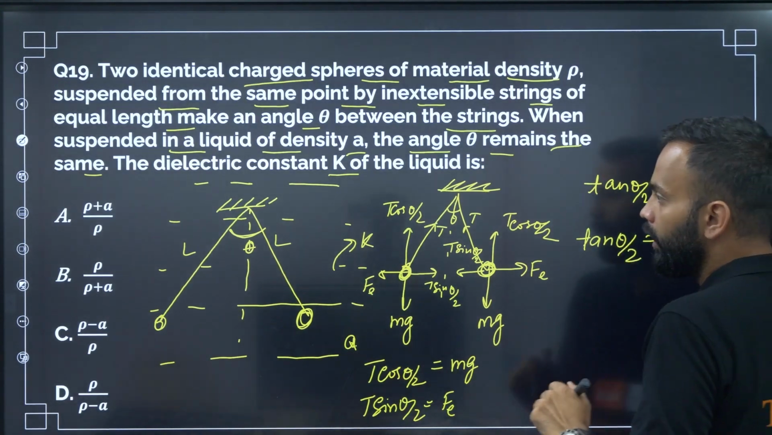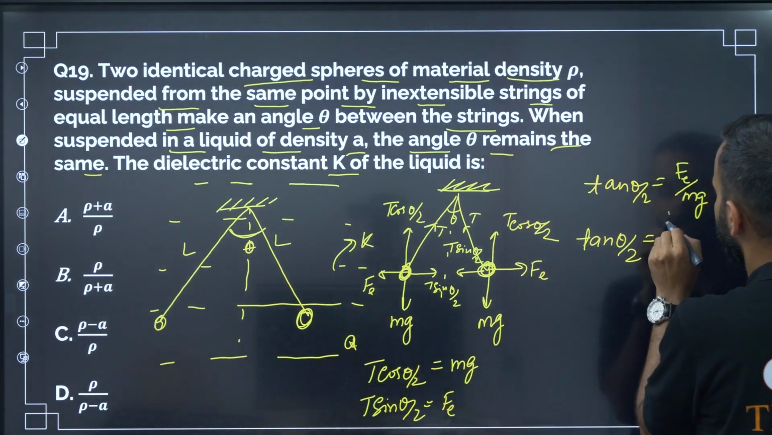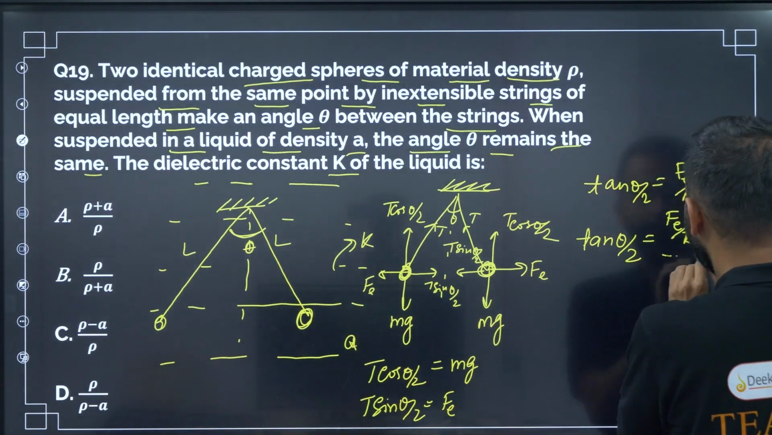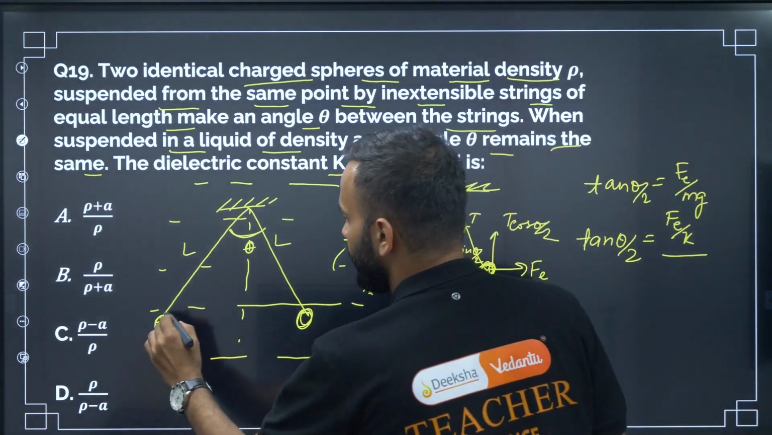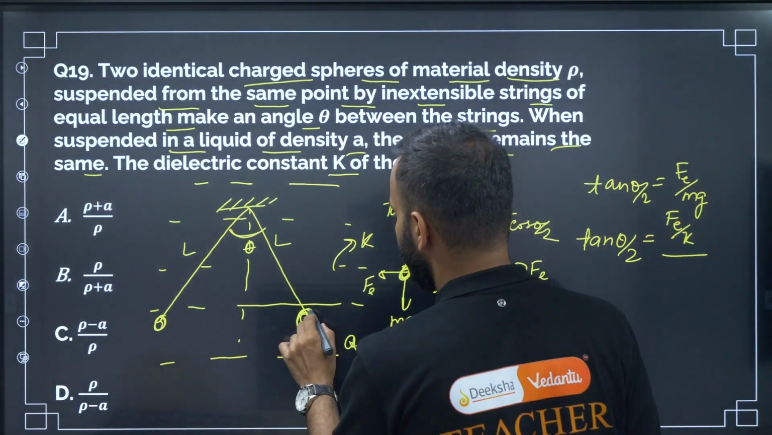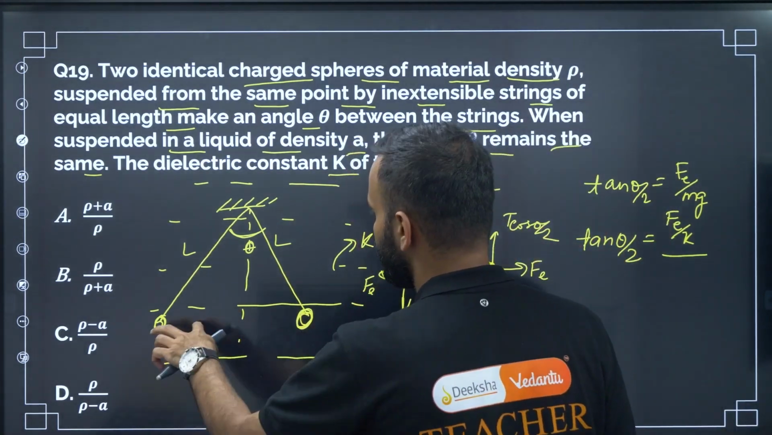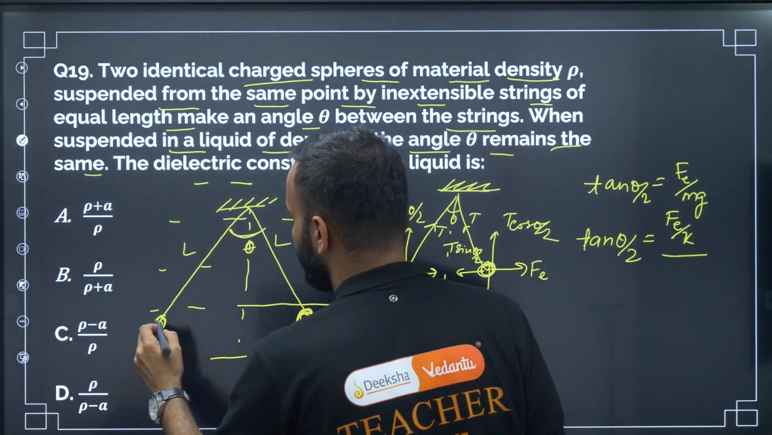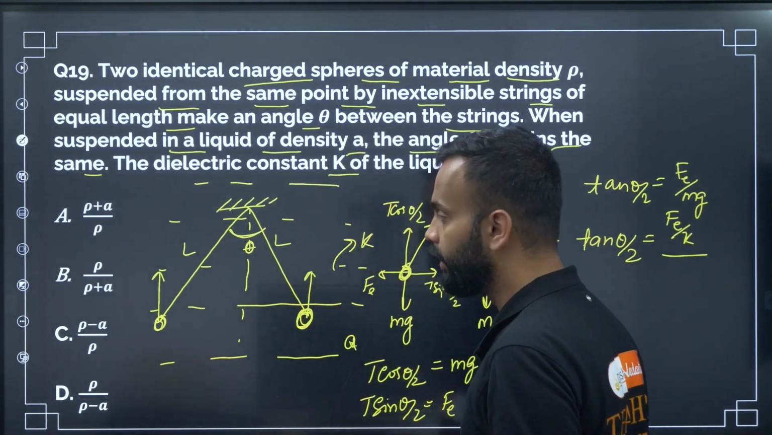is equal to the force between these two charged spheres, which is Fe by k, divided by, now we need to find the gravitational force, or the net force in the downward direction. So when the whole system is placed in a medium, there will be a buoyant force, in the upward direction.